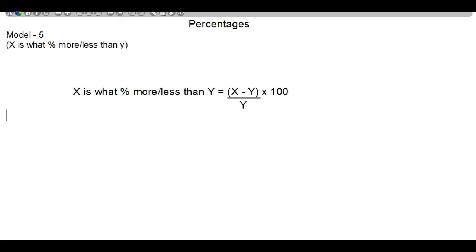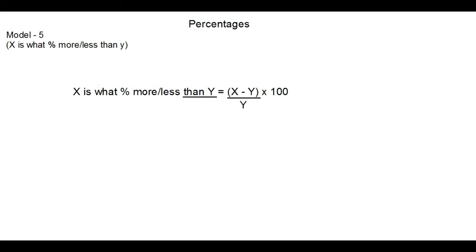Like we have seen in the previous model, model 4, we looked at X is what percent of Y, or what percent of Y is X, or what percent is X of Y. In all these three cases, we take Y in the denominator, and our simple understanding was that whatever is followed by "of" goes in the denominator.